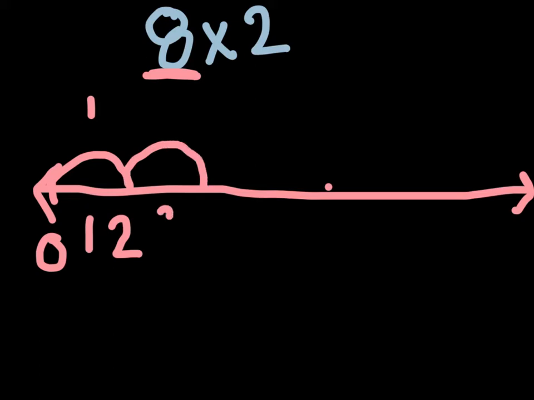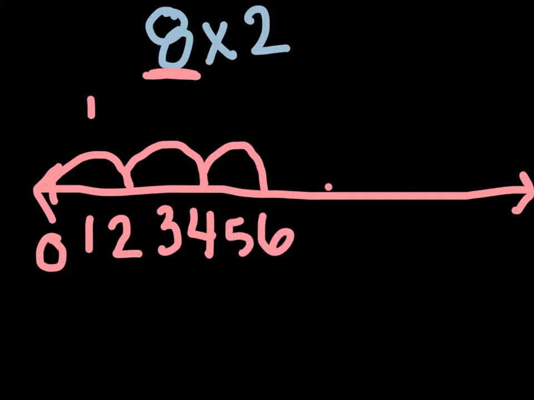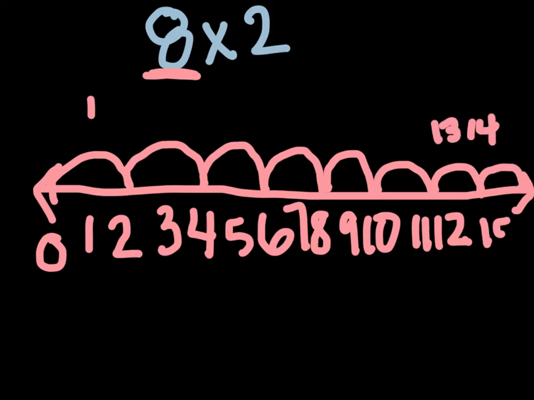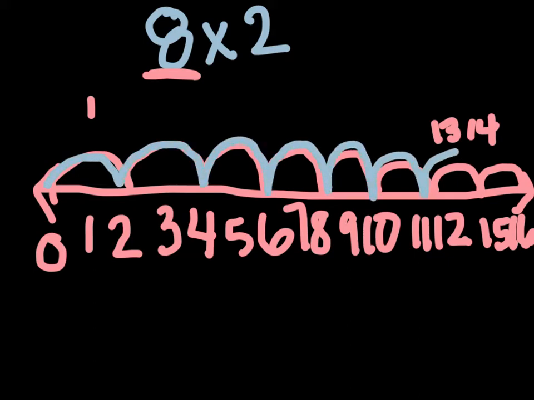3, 4, 5, 6, 7, 8, 9, 10, 11, 12, 13, 14, 15, 16. Sorry, I ran out of room there. So you're going to see I have 8 hops: 1, 2, 3, 4, 5, 6, 7, 8. And if I'm hopping by twos 8 times, I'm going to get a product of 16.